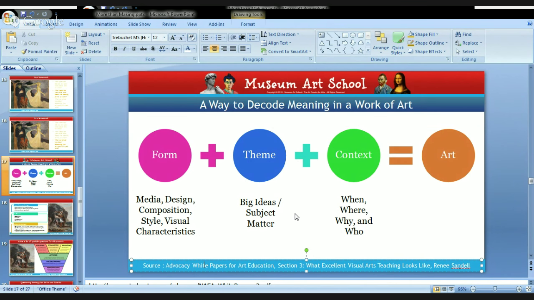Sometimes we can get fixated on one thing. We can focus on just the context. We look at a painting and we're like, okay, who's the artist? Let's learn about the artist. Let's learn about when they made this, why they made it, who made it, and then just stop there.